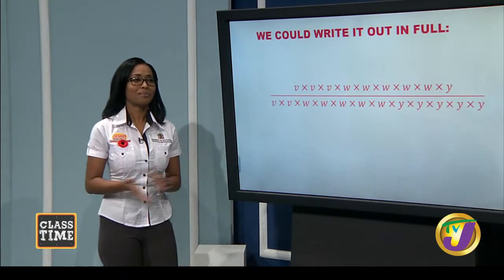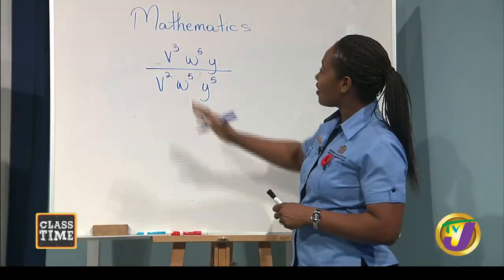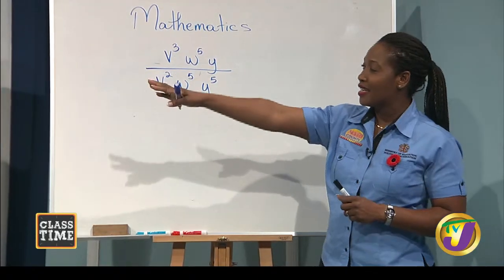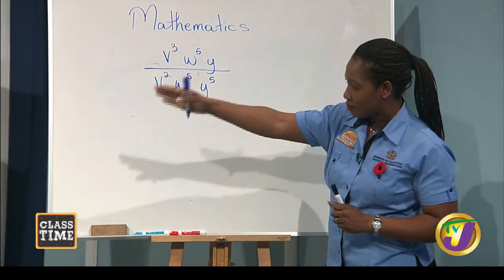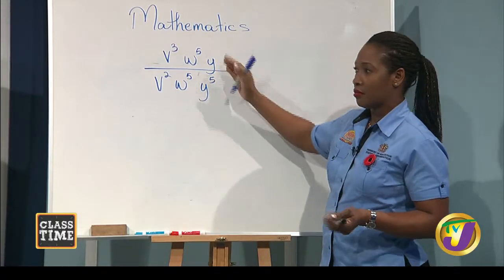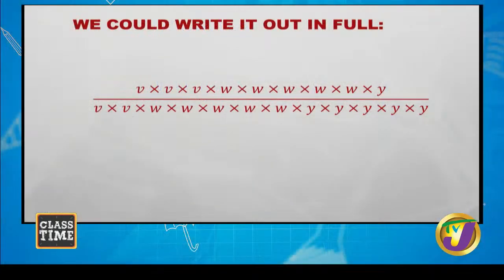Let's expand. So we have V raised to the 3rd power. As you can see, V is being multiplied 3 times. W raised to the 5th power, 5 times. Y, it has 1 time. It has nothing. What does that nothing mean? Even though it has no power, there's still one Y there. So we put back the 1Y, well, not 1Y, but Y raised to the 1st power.